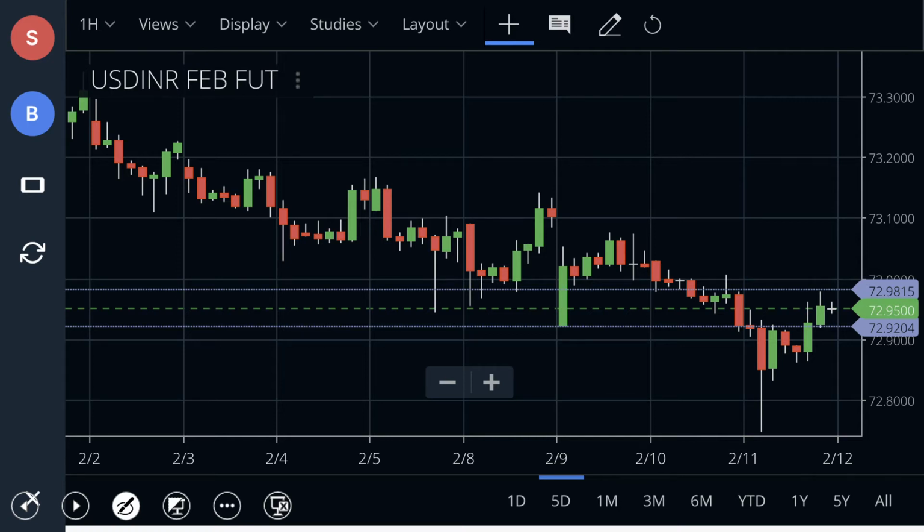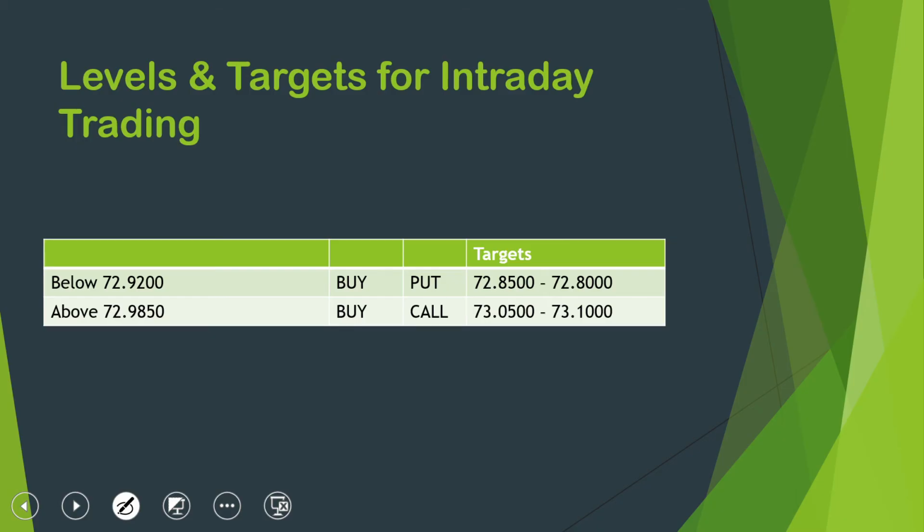If the market opens above 72.98, we buy and the targets are 73.05 and 73.10. In the opposite scenario, if the market opens below 72.92, we sell and the targets are 72.80 and 72.85. And here are the levels and targets for intraday trading.